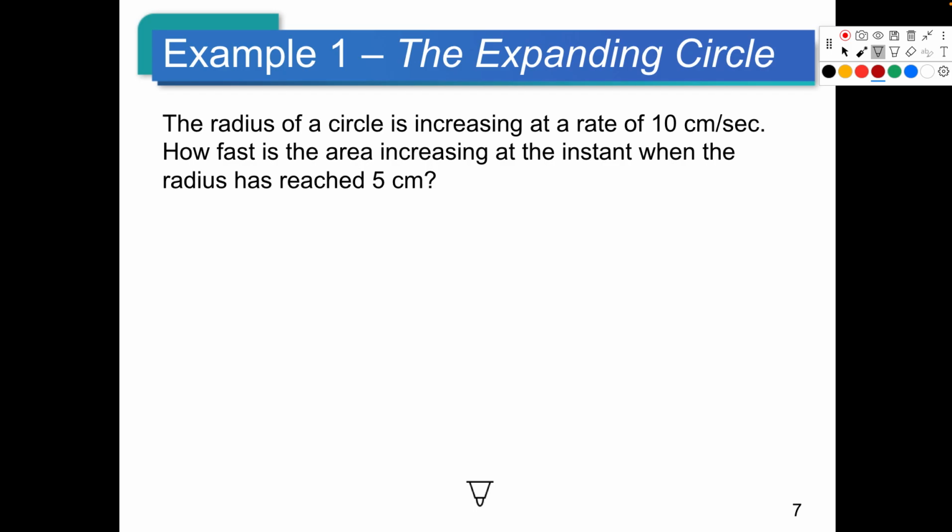We've got the radius of a circle. The radius is increasing at a rate of 10 centimeters per second. So what is this? What do we call this in calculus? What do we call a rate?